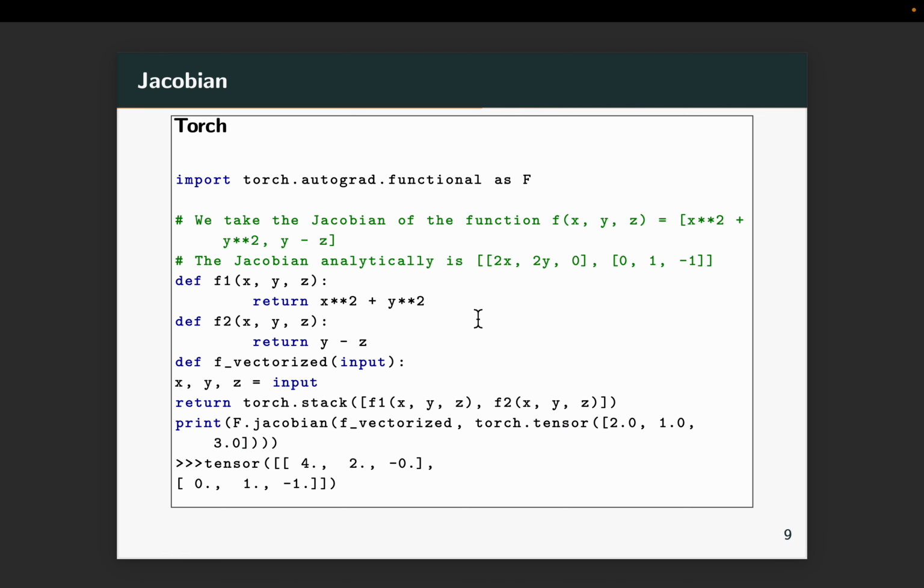And we found out that the analytical value was 2x, 2y, 0 and 0, 1, minus 1. If you put x equal to 2, you will get 2x as 4, put y equal to 1, you will get 2 here, and put z equal to 3, it is anyway independent of z, and then 0, 1, minus 1. So we are able to confirm that this is indeed the correct implementation of Jacobian here.